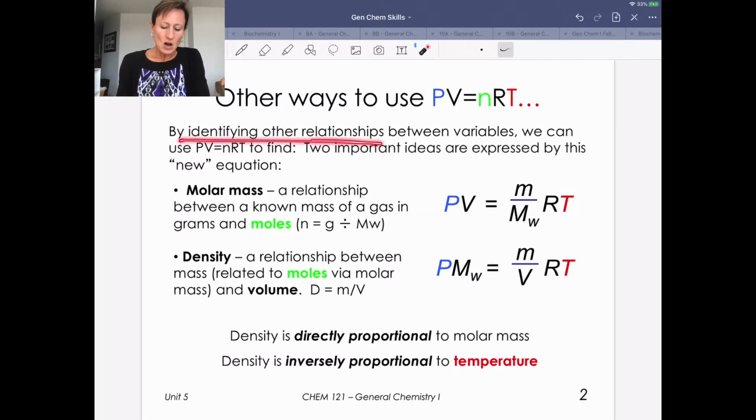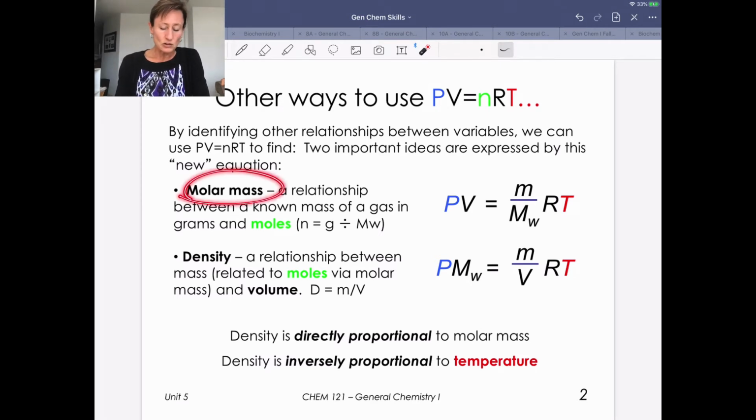So by identifying other relationships between variables that we have, we can actually expand on PV equals nRT to have two additional important parameters that are important to think about properties of gases, which are density and molecular weight.